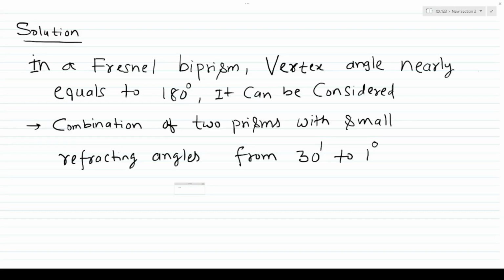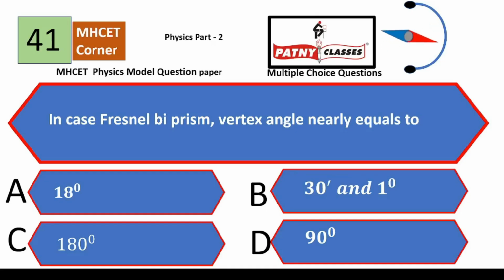Here is the solution. In a Fresnel biprism, vertex angle nearly equals 180 degrees. It can be considered as a combination of two prisms with small refracting angles from 30 minutes to 1 degree. Therefore, in a Fresnel biprism, vertex angle nearly equals 180 degrees. Therefore, option C is correct. We lock option C.